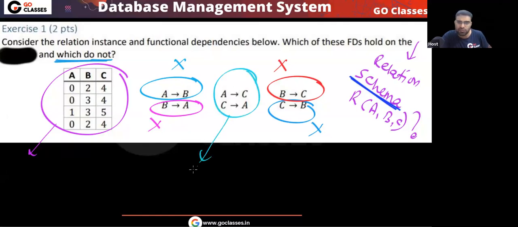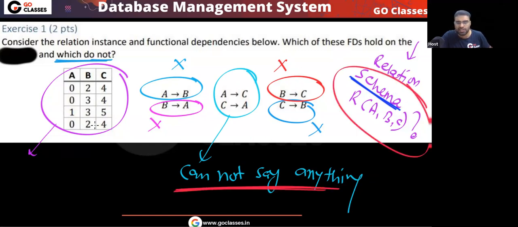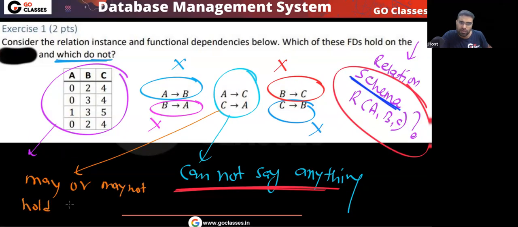We cannot say anything for these. Is this clear? Please tell me. Because I'm asking for the schema. So for these, we cannot say anything. They may or may not hold in the schema. Yes or no? They may or may not hold for the schema. I hope you understood all these points. Is this clear?